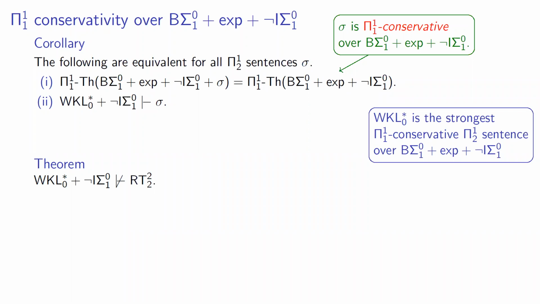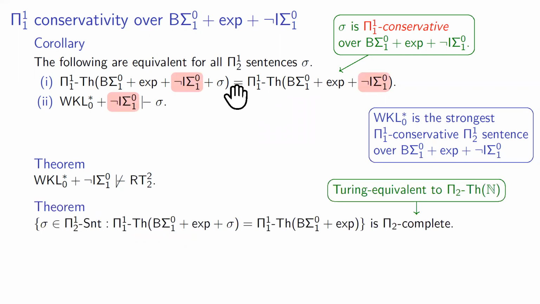But in this particular case, as we had before, this model theory doesn't help us very much in understanding RT^2_2, because of how we proved this non-provability result. We produced a sentence that can be proved in RT^2_2 but cannot be proved in the other theory, WKL0* plus not IΣ^0_1, and this sentence is actually Π^1_1. This particular Π^1_1 sentence, which separates WKL0* from RT^2_2, is also what we can use to separate BΣ^0_1 plus exp plus not IΣ^0_1 plus RT^2_2 from the theory without RT^2_2. So if we have this sentence σ, then we know that it's not Π^1_1 conservative anyway. So the corollary doesn't quite help, although it's still pretty nice.